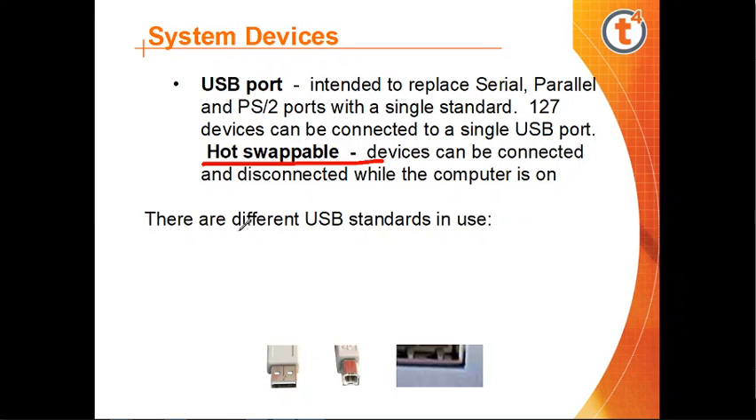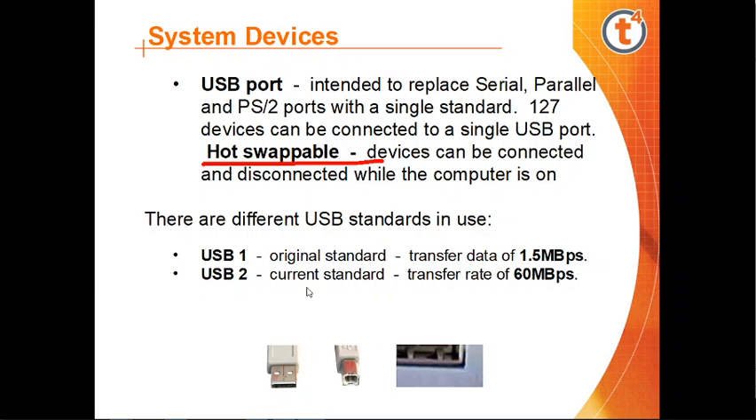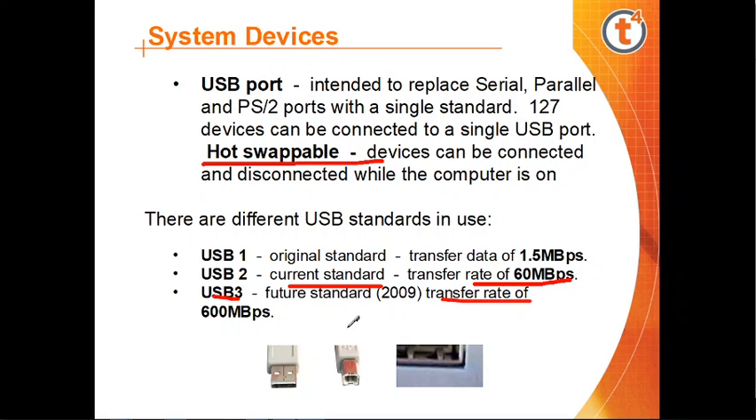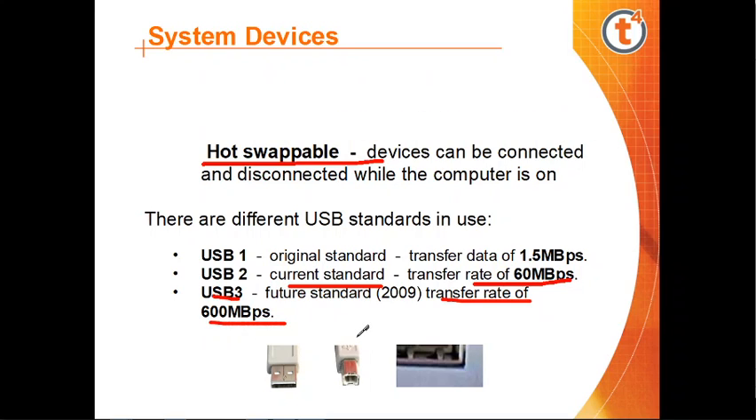Then there are different USB standards in use. The first one, USB 1, the original standard, transfers data at 1.5 Mbps. USB 2, the current standard, has a transfer rate of 60 Mbps. Then the third one, USB 3, the future standard, has a transfer rate of 600. This speed is increasing day by day.